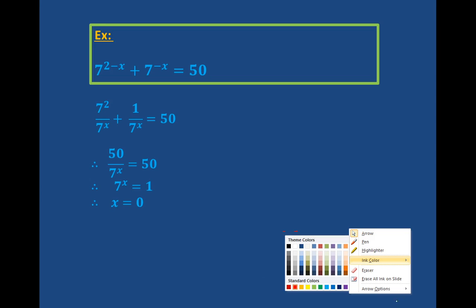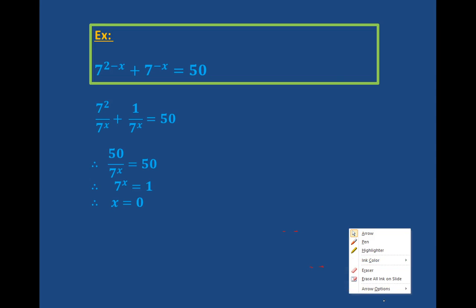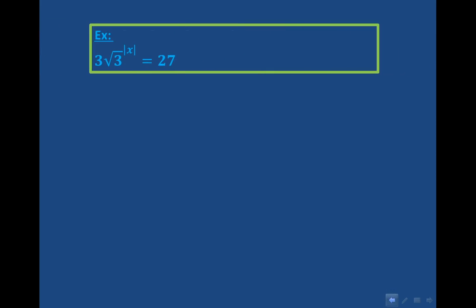Another example. Three root 3 raised to the power absolute value of x equals 27. It is required to find the value of x. We can solve this problem using two methods.